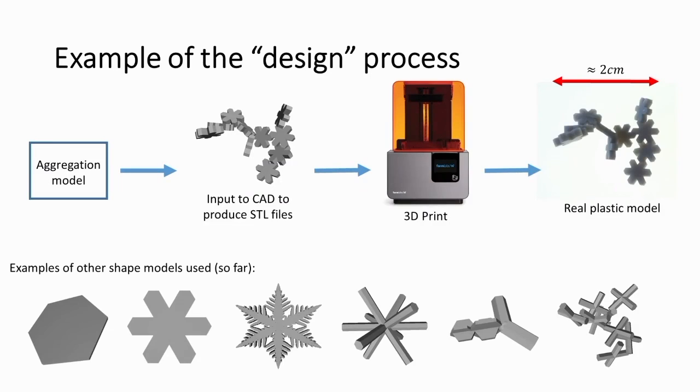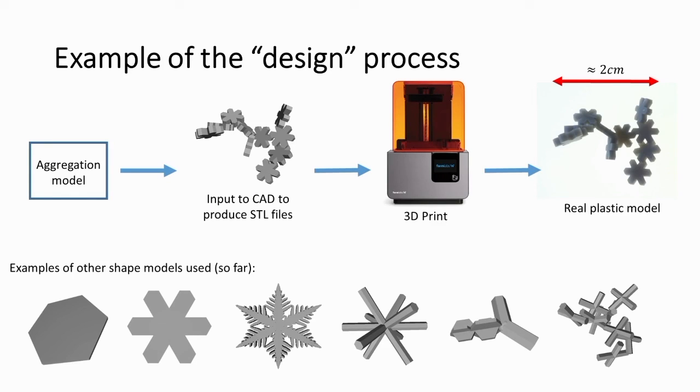So I'll first give an overview of the experimental process. We start off with a computational model that describes an ice crystal growth process. We then use the output of this model in open source CAD software, with which we produce files that we can then 3D print. And you can see on the right an example image of an actual particle that we 3D printed, which typically have a scale of a couple of centimeters.